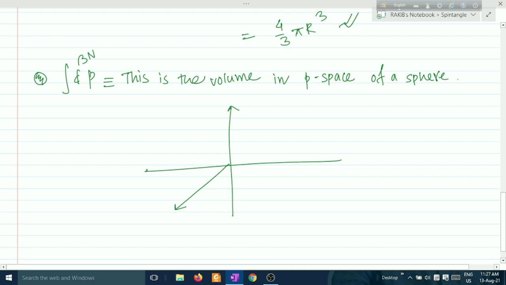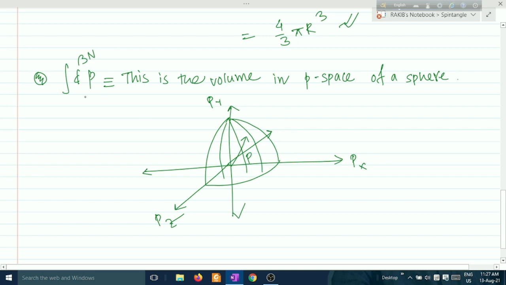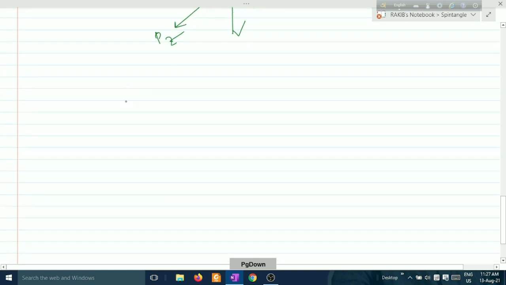Say you have the momentum space, all the axes are here. Say this is px, this is py, this is pz. Therefore you have a three dimensional volume. This is a part of the sphere. I am taking this as a part of the sphere, and it has a radius which is given by p. Therefore the volume of this thing will be what?